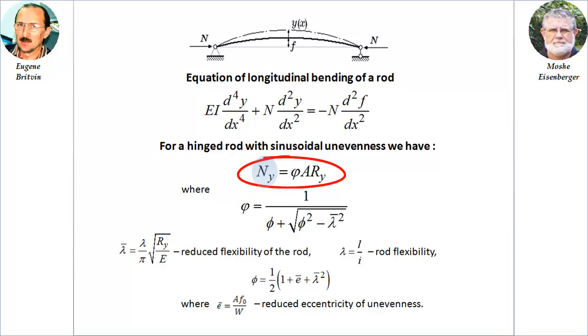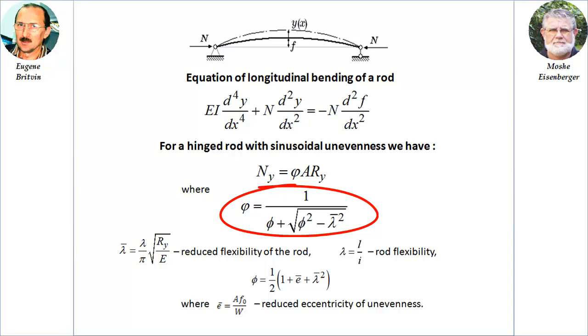Here Ny is the longitudinal compressive force at which the design stress Ry will appear in one of the rod fibers. A is the area of the element, and the coefficient phi is calculated using the formula. That is, the check consists of making sure that the compressive force acting in the rod is less than Ny.